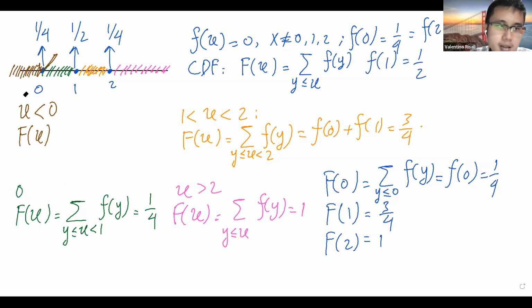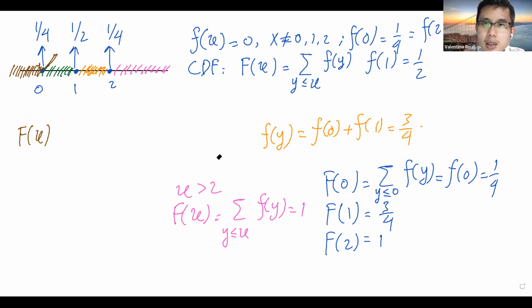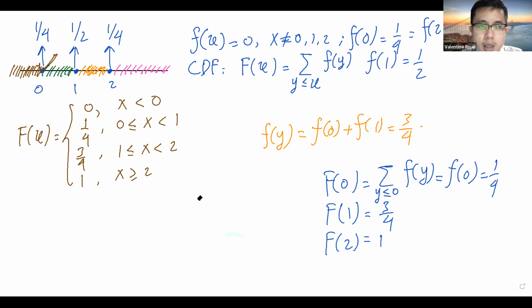For simplicity, we can write the final answer as this function. We can write it in a simple formula: 0 for x less than 0, a quarter for x from 0 less than or equal to x less than 1, and so on, and 1 for x greater than or equal to 2. This is the final answer of our CDF.